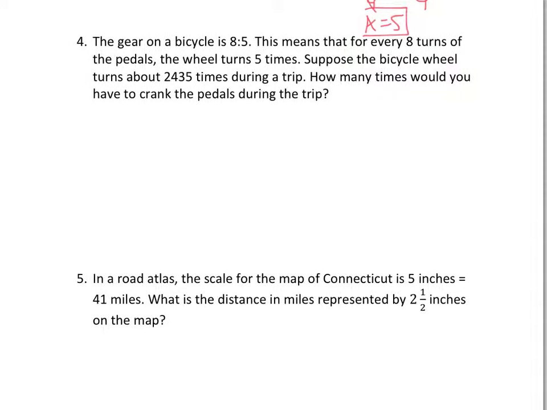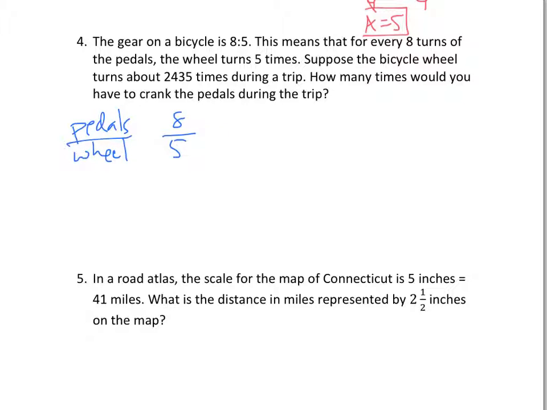Now a couple word problems here. The gear on a bicycle is 8 to 5, right? So we're going to be using 8 over 5. This means for every 8 turns of the pedals, so 8 refers to the pedal turns, the wheel turns 5 times. So the wheels turn 5 times.